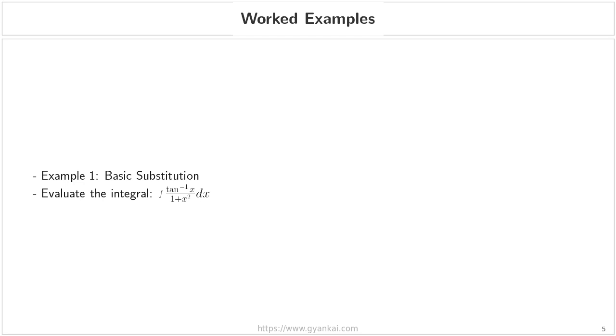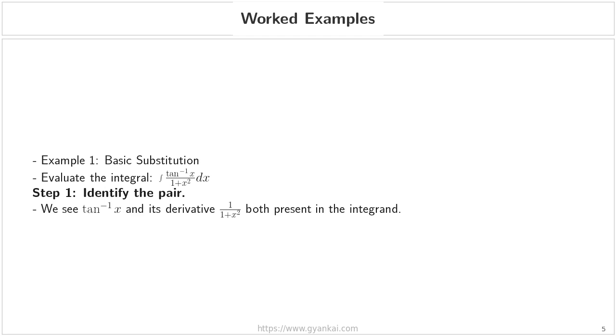Step 1, identify the pair. Now, remember what we talked about on the previous slides? The key is spotting that special pairing. Here, we have arctan x, which is our inverse trigonometric function, and we also see its derivative, which is 1 divided by 1 plus x squared. Both are present in the integrand, which is exactly what we're looking for.